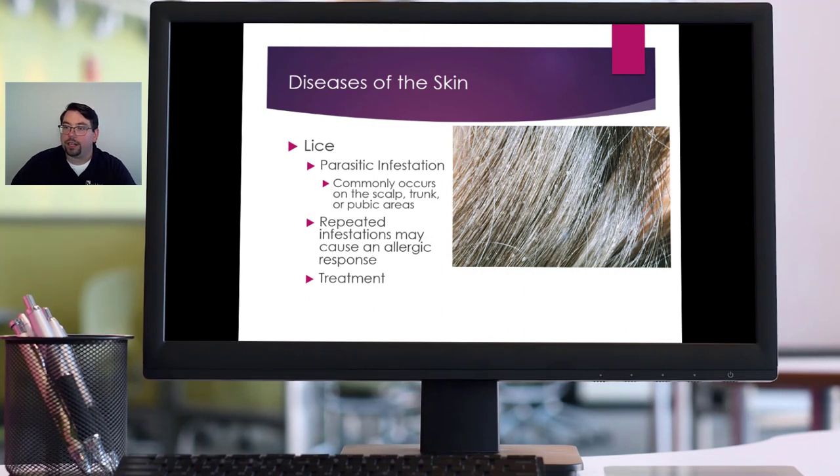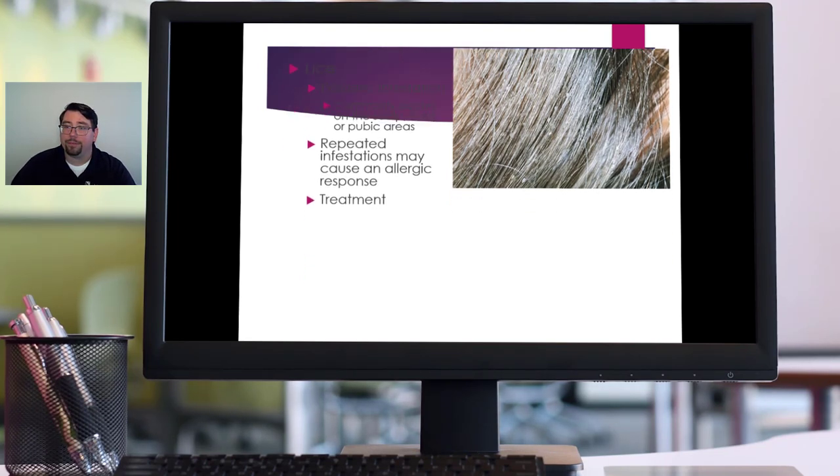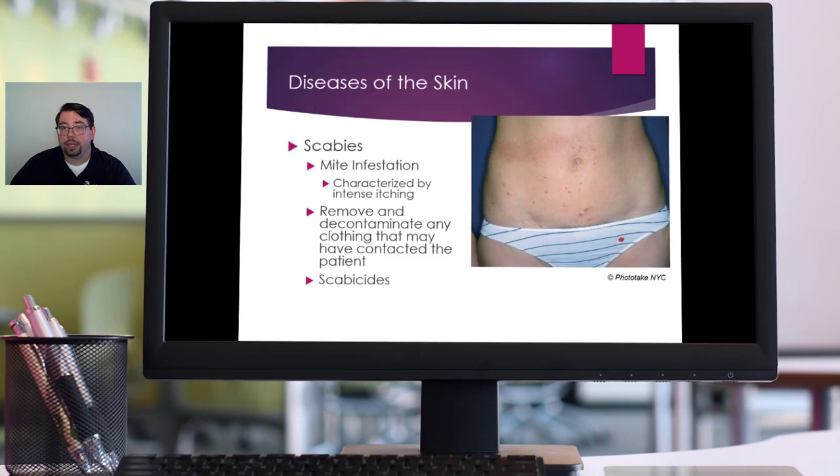Lice is another parasitic infection. It commonly occurs in the scalp, trunk, and then in the pubic areas. One of the biggest things that we know is that lice alone is not an emergency, but repetitive infestations can actually lead to an allergic response. So that's something we do need to be aware of, that someone that has had lice may be having an allergic reaction for an unknown reason.